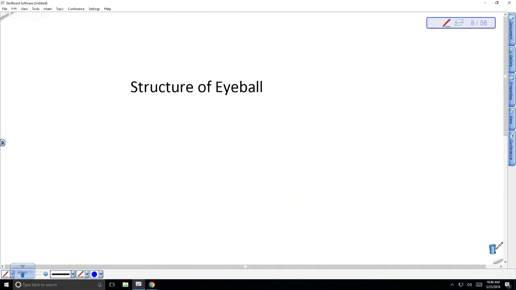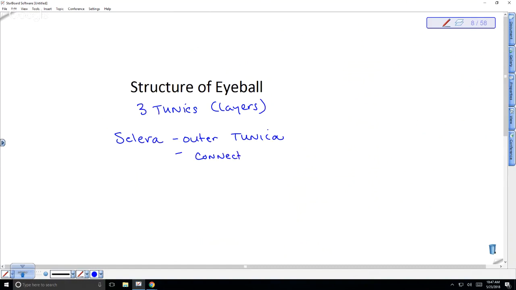Okay. So if we look at the structure of the eyeball itself, we have three tunics. These are the same thing as layers, right? But they call them tunics. The outer tunic is called the sclera. It consists of connective tissue. So this would be the white part of the eye. It's underneath the conjunctiva.